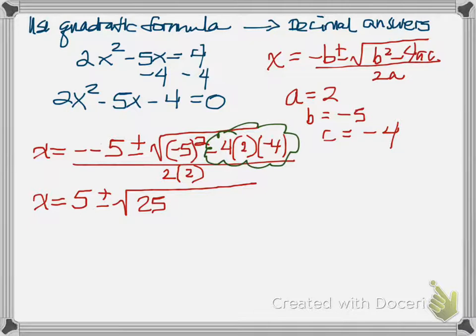So this is negative 4 times 2, which is negative 8. Negative 8 times negative 4, which is positive 32. So I want you to write plus 32 right there. Okay, plus 32. That's the biggest mistake that people make on these, is that multiplication down there. So be careful. And then all of that is going to be over the 2 times 2, which is 4.